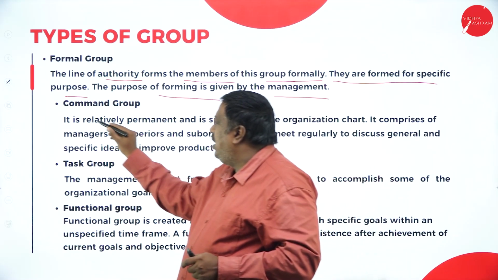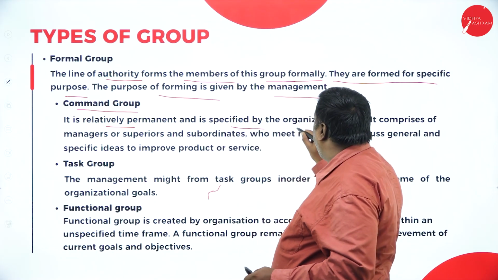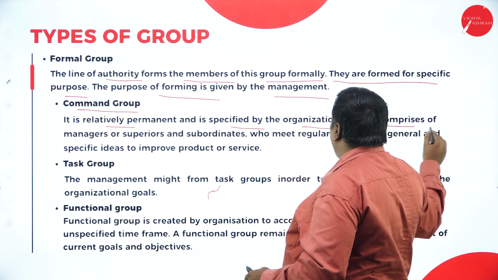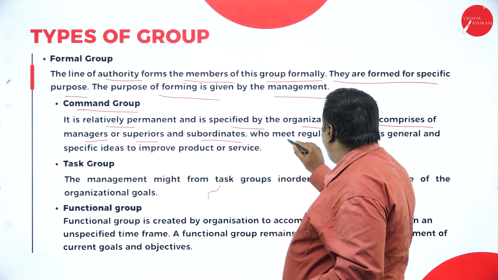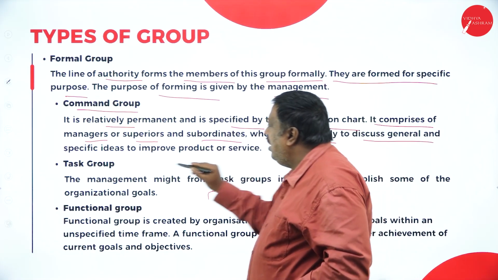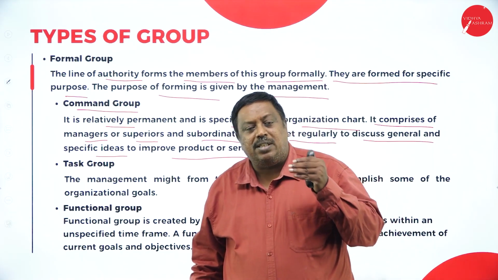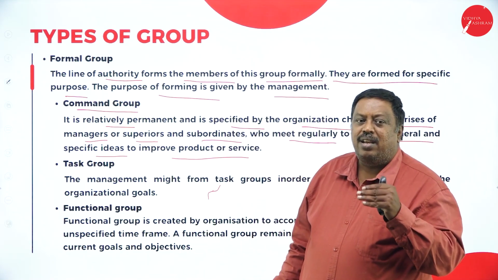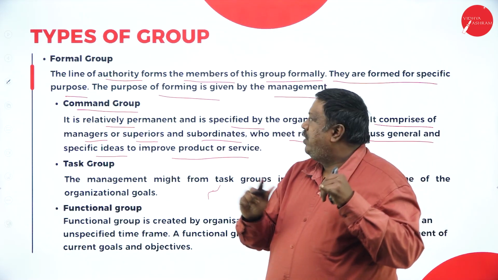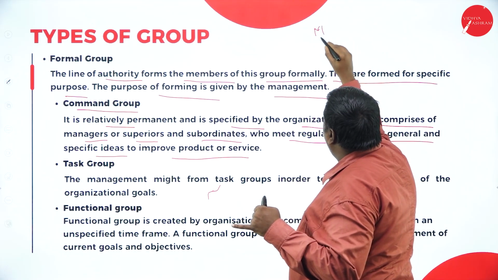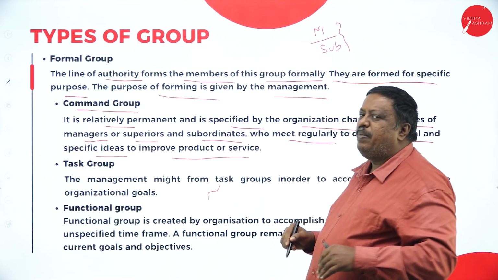In that, we have a command group. It is relatively permanent and specified by the organization chart. It comprises managers or superiors and subordinates who meet regularly to discuss general and specific ideas to improve product or service. See, a command group is a group created by the management with some specific intention. In this group, managers will be there, subordinates will be there. These two kinds of persons' group will be created.